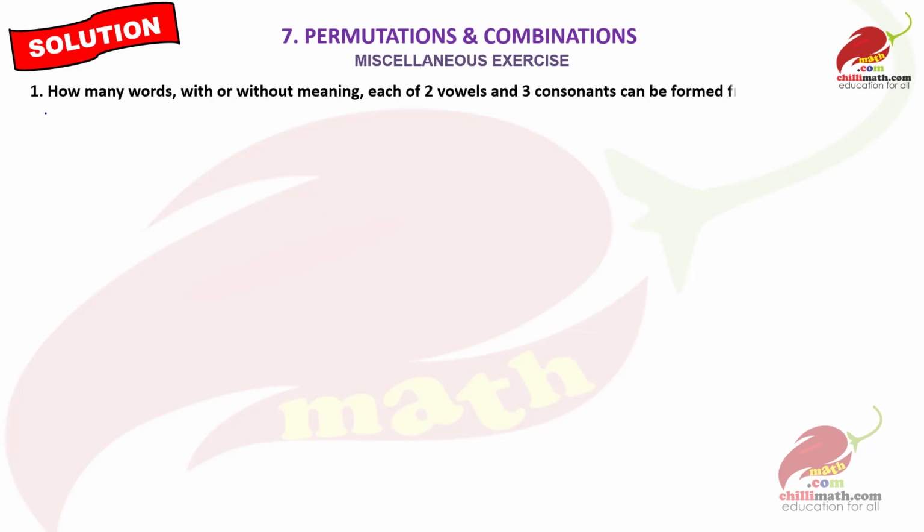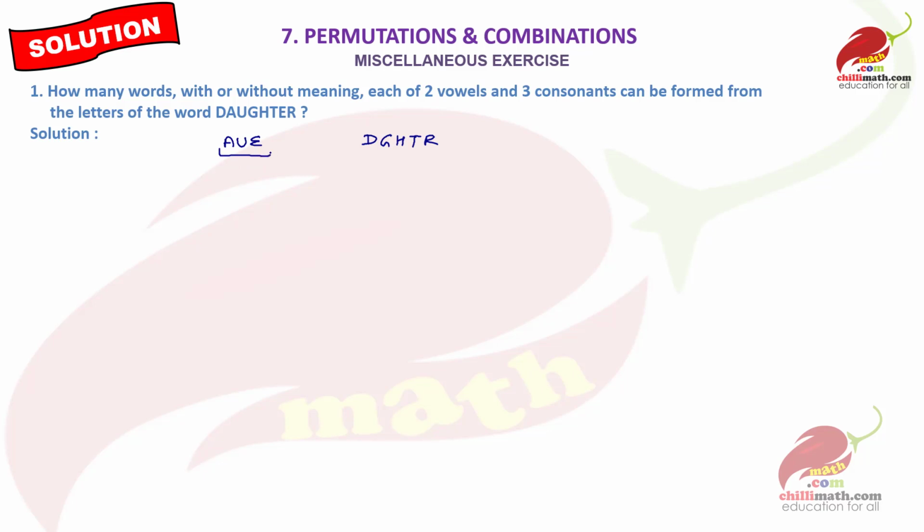First question is, how many words with or without meaning, each of 2 vowels and 3 consonants, can be formed from the letters of the word DAUGHTER? So let's check. We have D as a consonant, A as a vowel, U is a vowel, G is a consonant, H, T, they are consonants. We are keeping vowels on one side and consonants on the other side.